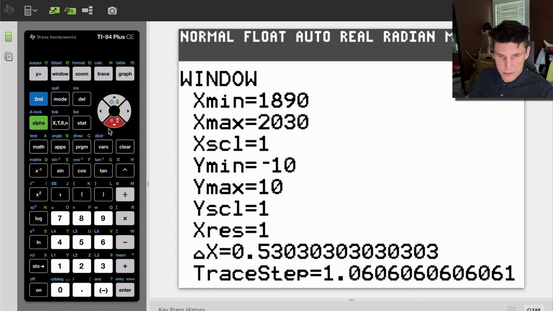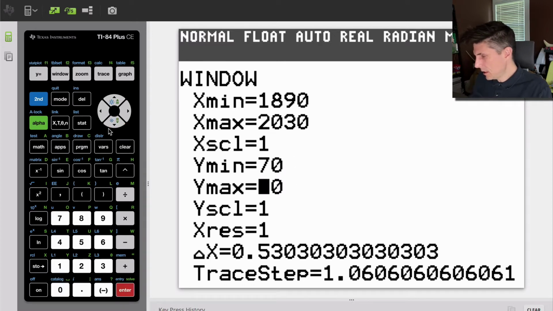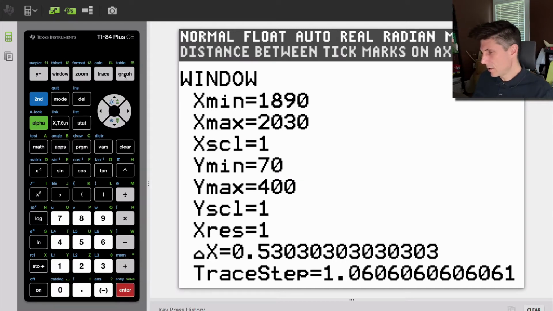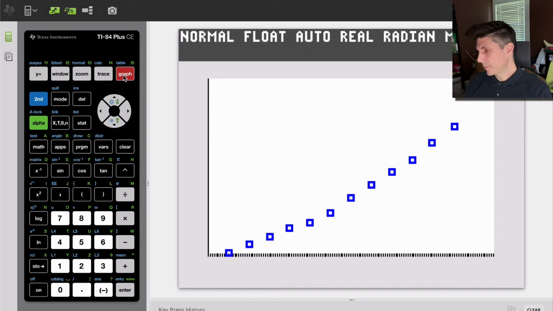The Y min, the smallest population, and this is in millions, is 76. So let's make it 70. So the Y minimum would be 70, and the Y maximum, let's make it 370. I don't know, 400. It's a nice round number. Great. Everything else looks good. I would leave all of the other settings, like delta X and trace step, at their defaults. Now press graph. There you go.